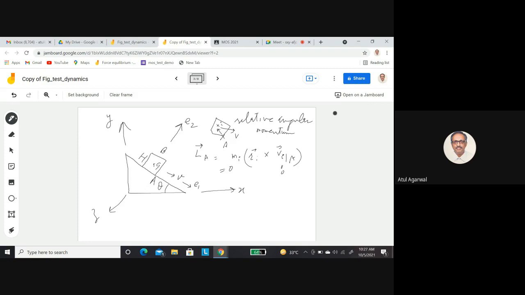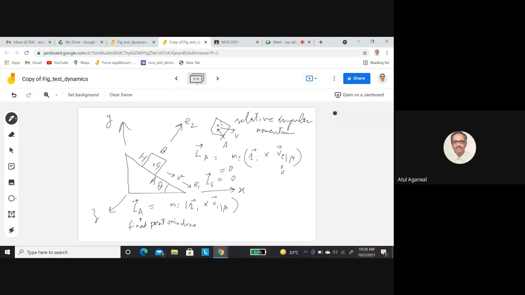Similarly, if you want to find relative angular momentum of the block with respect to the centroid, again it will be zero because this block is not rotating about the centroid. There is no rotation of the block. But suppose I want it with respect to a fixed point on the incline. Now this point A is a fixed point on the incline. What will it be? m_i r_i cross the velocity of i with respect to point A.